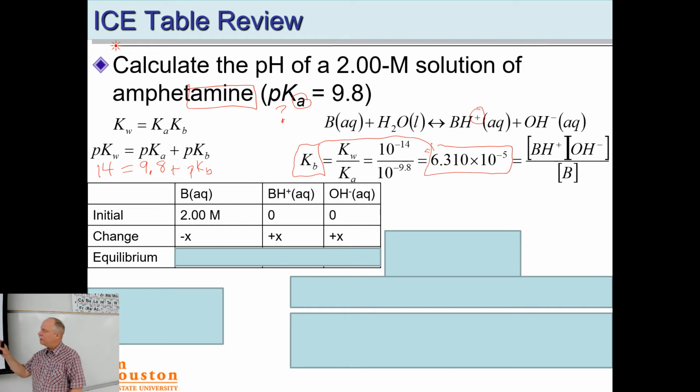Now, look at the signs. On the reactant side, we have a minus X. On the product side, we have a plus X. And don't worry about the X as much as you're worrying about the chemical species. If you look at the column headings, that's what makes sense. If we lose a B, we get a BH plus. Where did that H plus come from? It came from water, and that's where we get the OH.